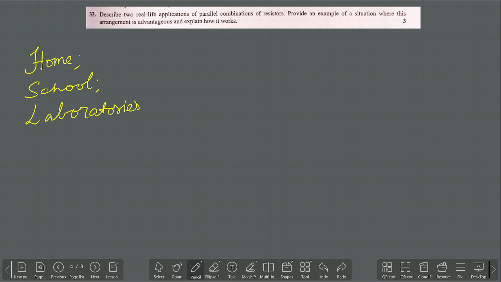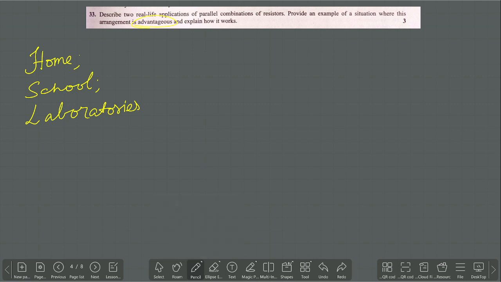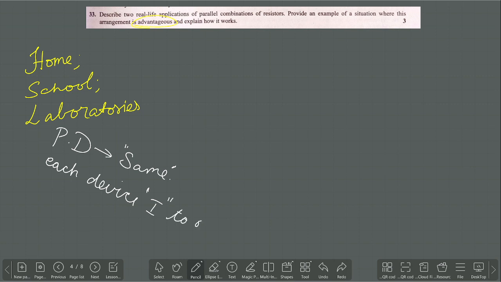Provide an example of a situation where the arrangement is advantageous. Sir, what is the advantage of parallel combination? Connected in parallel, connected at one common point, that is the advantage. The potential difference will remain the same across the ends of each conductor. So because of that, each device will take the appropriate amount of current to operate.